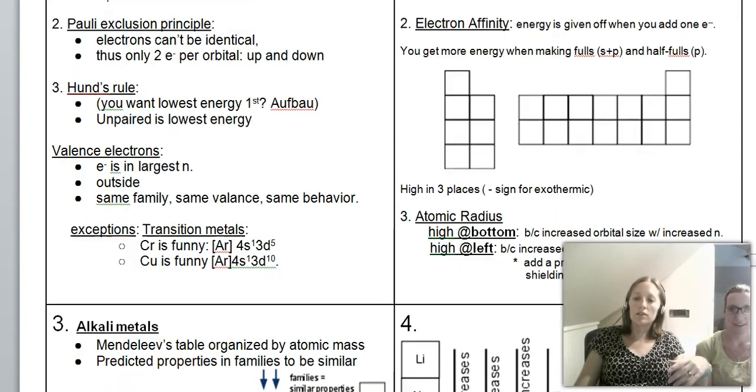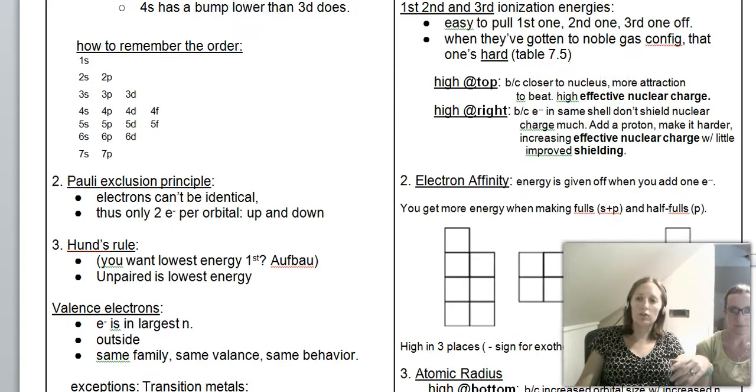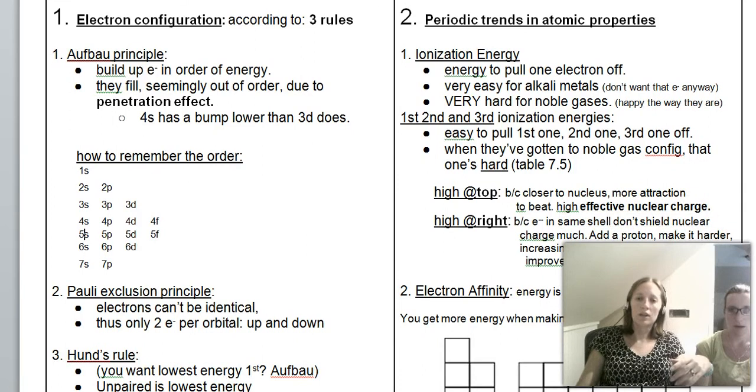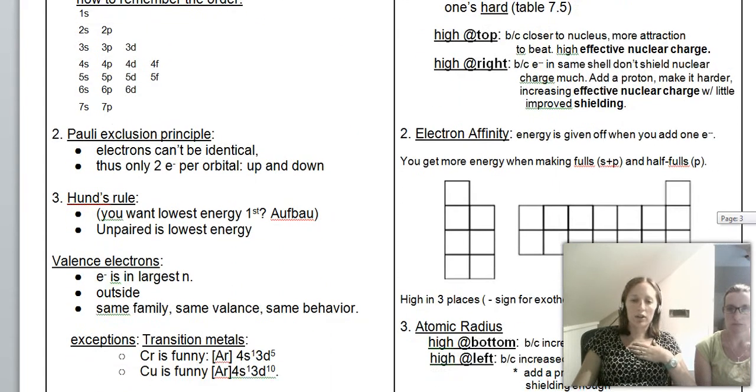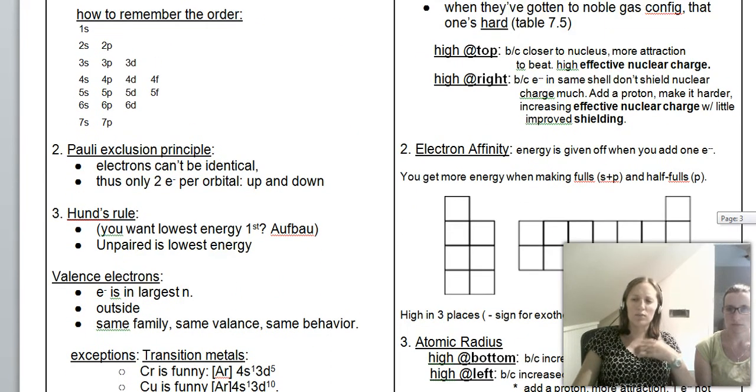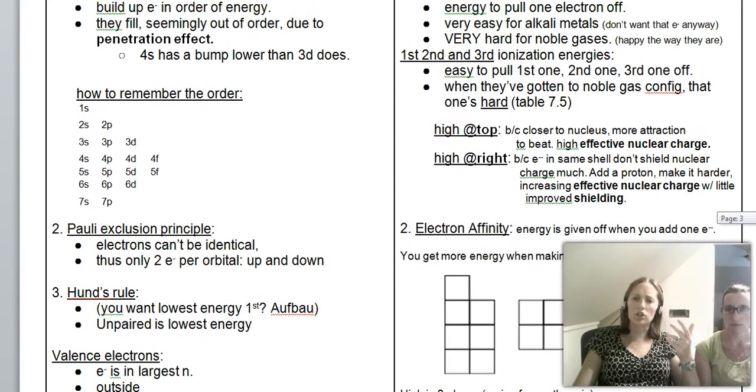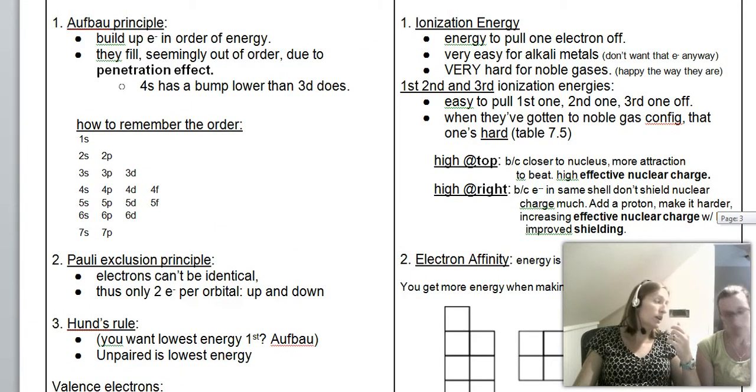All right, so that's electron configuration. Now we're going to do some periodic trends in atomic properties. And the first one we're going to talk about is ionization energy, and then electron affinity and atomic radius. Electronegativity is in a different chapter, so we're not doing that one right now.